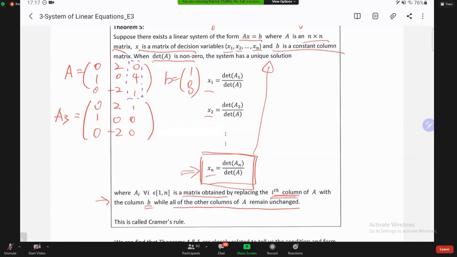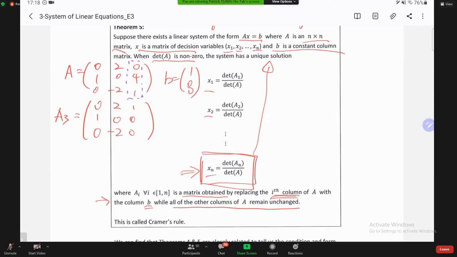Because each value for x1, x2 until xn equals a particular and unique value. And under this case, the decision variable matrix will be a unique solution for the system. Do you agree?